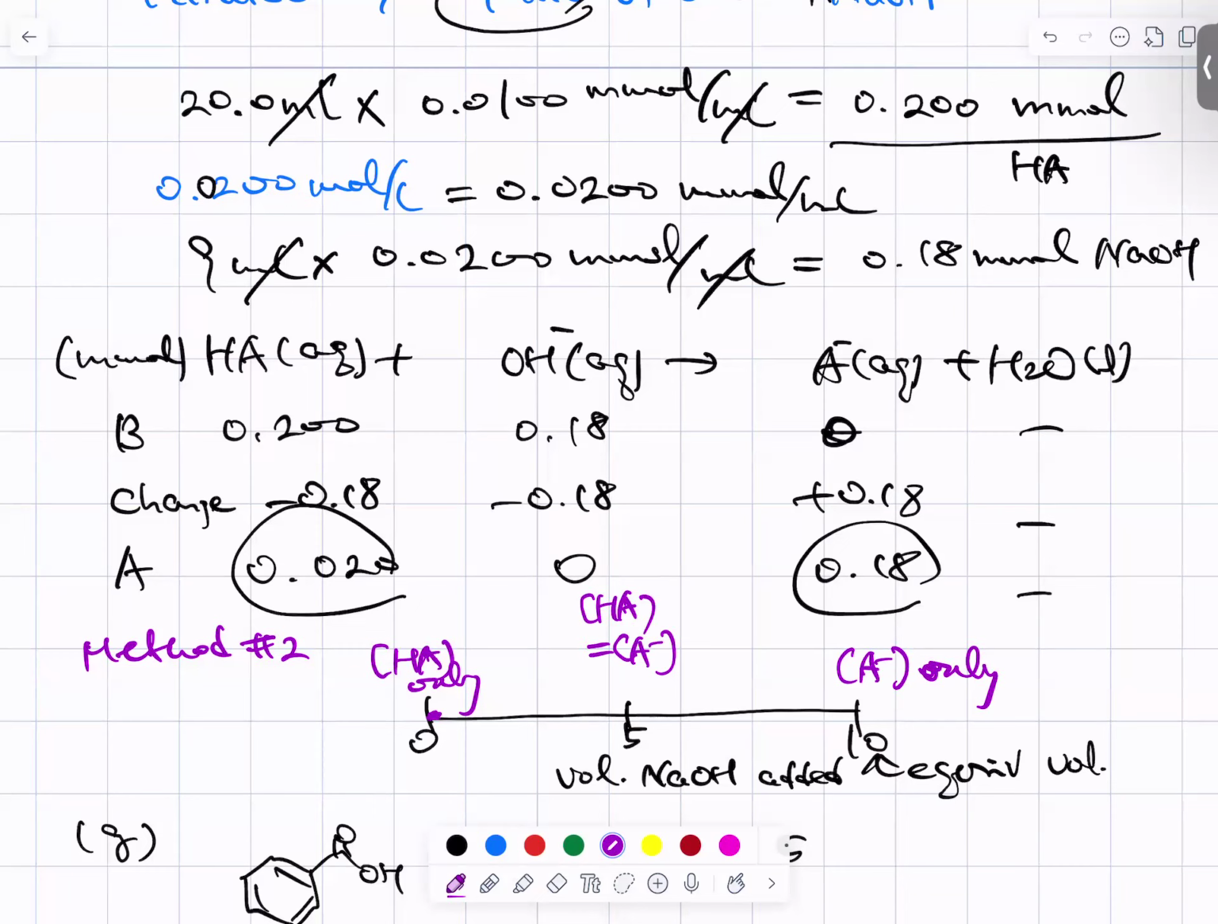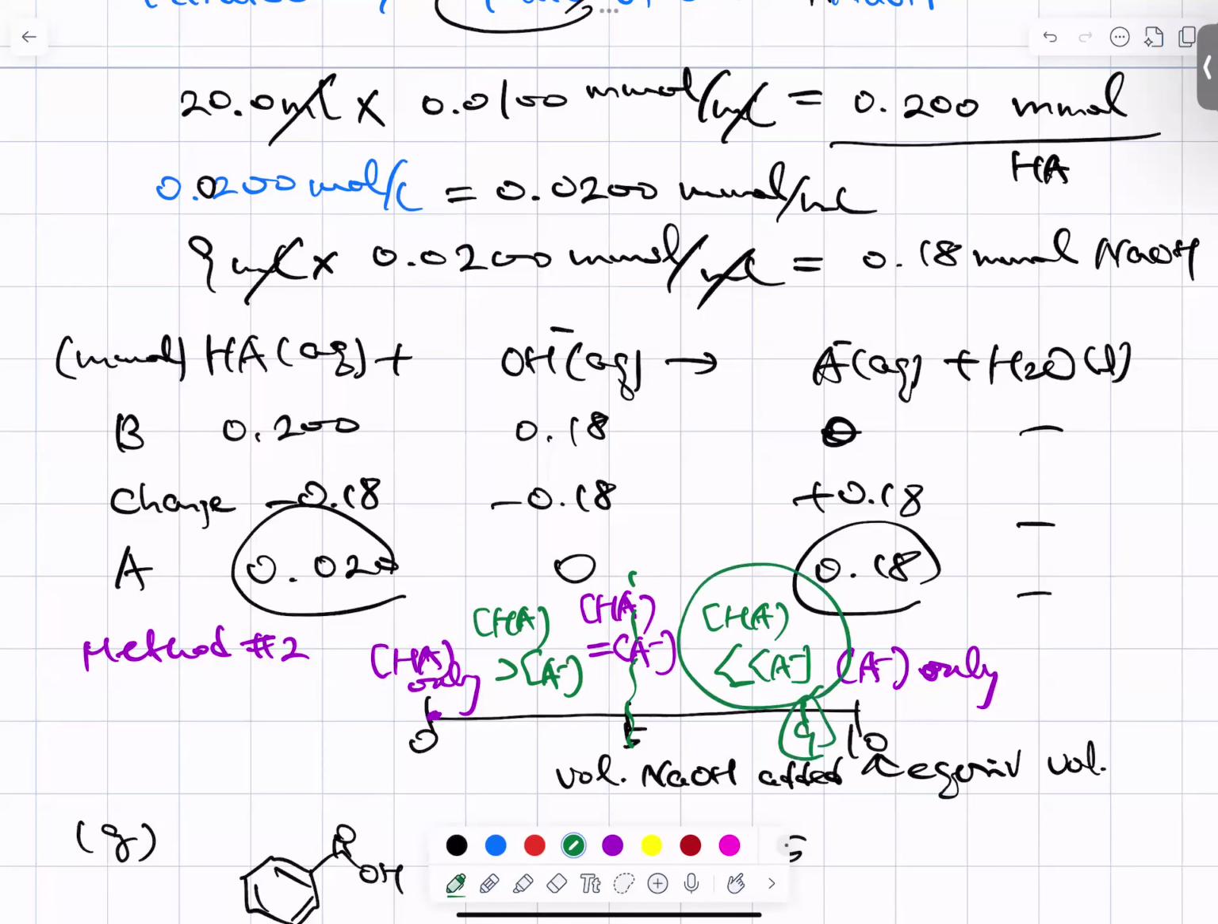As you see here, when you add more and more sodium hydroxide, the conjugate base concentration increases, and so the salicylic acid concentration decreases. So from initial to the half equivalence point, the acid concentration is more than the conjugate base. But as it passes the half equivalence point, the HA concentration becomes smaller than the conjugate base concentration. So pH 9 is in this region. So this is our answer.